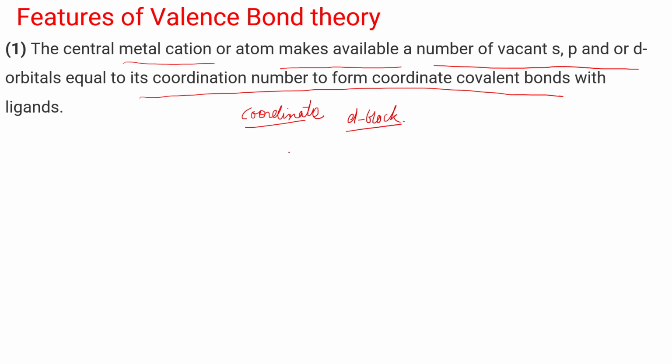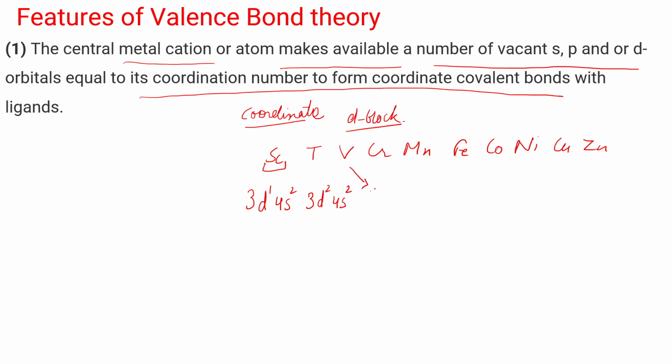So d block elements, in the first row we have scandium. Let me just write first. We have scandium, titanium, vanadium, chromium, manganese, iron, cobalt, nickel, copper, zinc. So the outer electronic configuration for scandium is 3d1 4s2. For titanium it is 3d2 4s2. For vanadium it is 3d3 4s2.